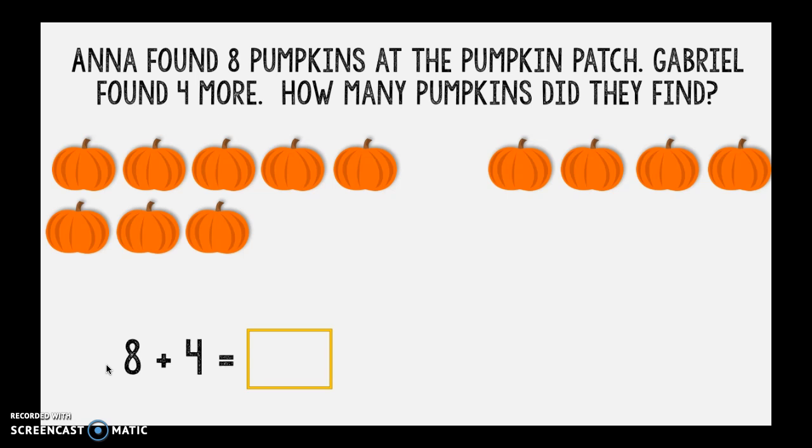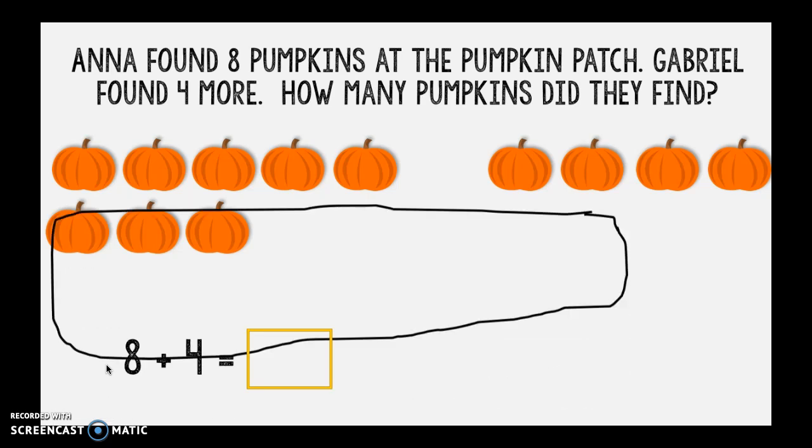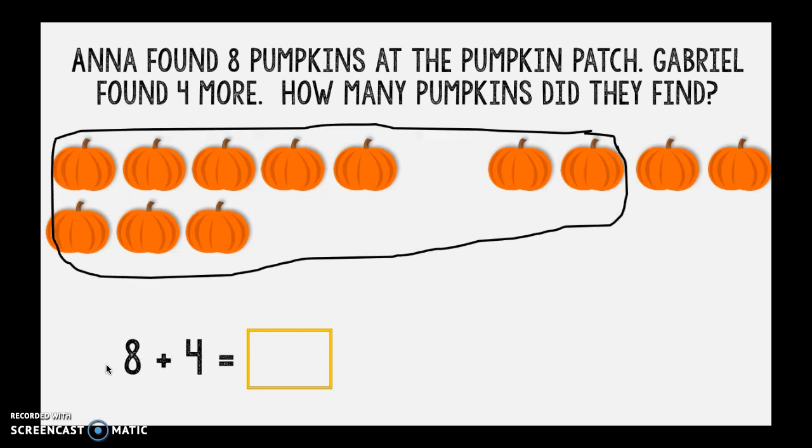But you know what? I remembered our learning goal said to try to make a 10. Well, if Anna found 8 pumpkins, I need to figure out how many pumpkins I could add to that 8 to make 10. I'm going to go ahead and circle all the pumpkins I see to make a 10. Ta-da! There, I did the 8 plus 2, just like our 10 frame, and I made 10. Now I want to look to see how many pumpkins are left over. I don't want to leave them out. They'll be sad. Yep, there are 2.